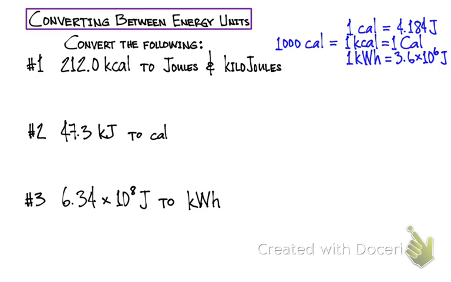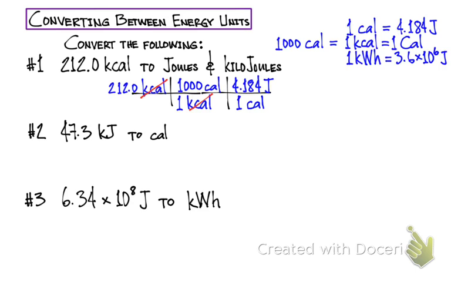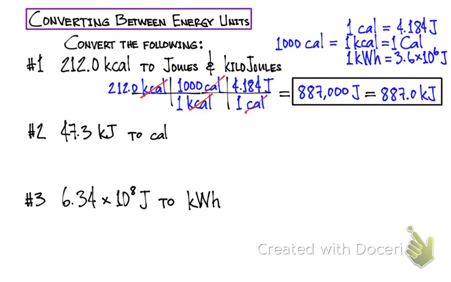Convert 212 kilocalories to joules and kilojoules. So the first step is to write down what's given. Then set up your dimensional analysis. Here you can see that kilocalories cancel out. Add another train track here to convert calorie to joules. And this gives us 887,000 joules, or 887 kilojoules.